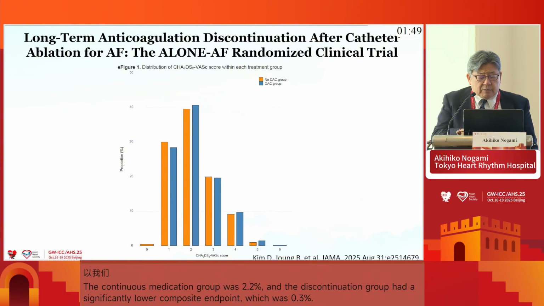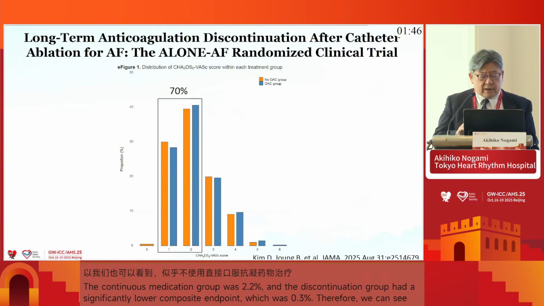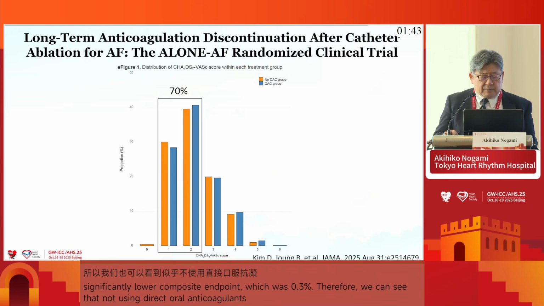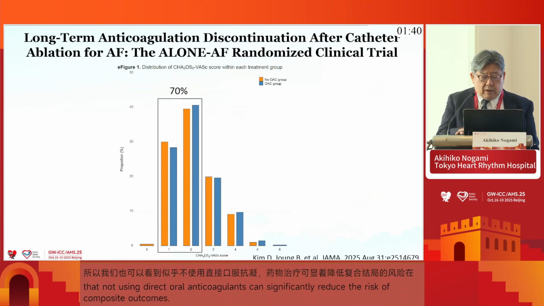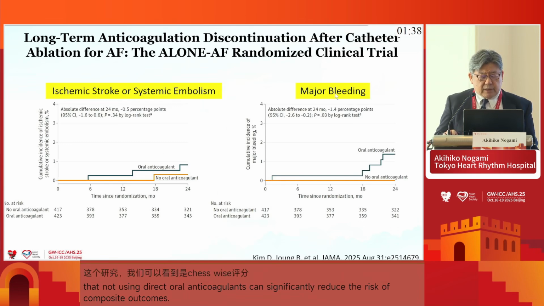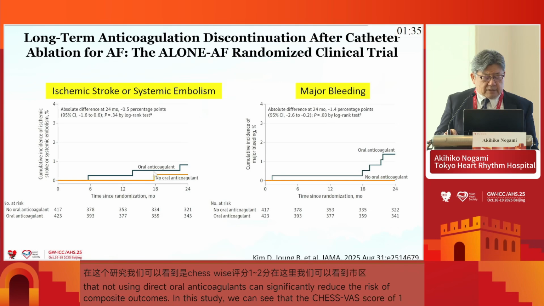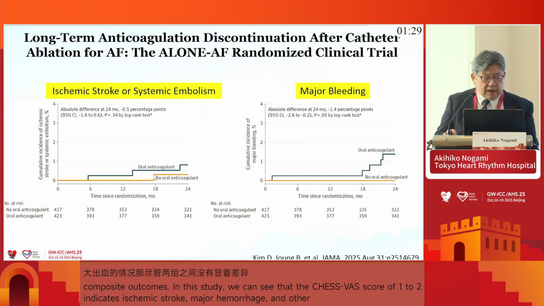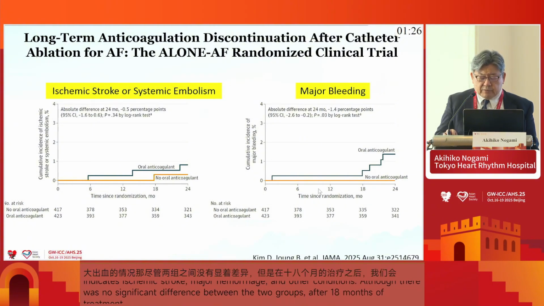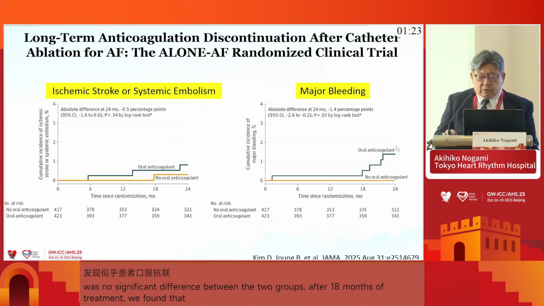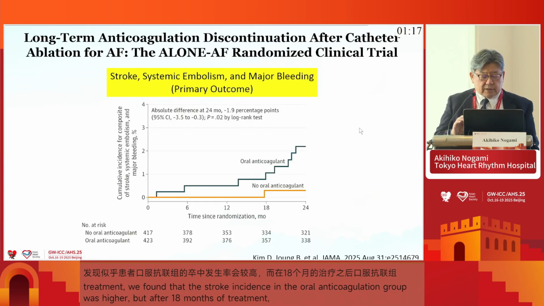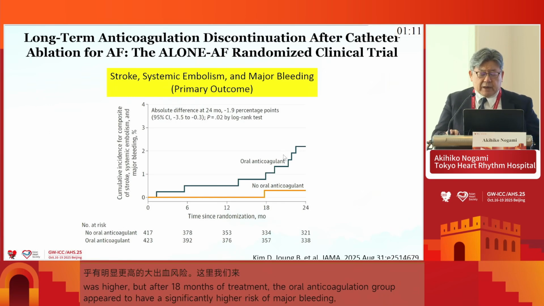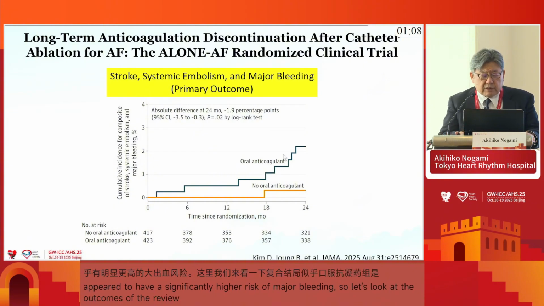And 70% of this study had a CHA2DS2-VASc score 1 to 2. And this is the ischemic stroke and the major bleeding. Although there was no significant difference, up to 18 months the oral anticoagulation group has a little bit higher incidence of stroke. And after 18 months, the oral anticoagulation group has a significantly higher incidence of major bleeding. As a composite outcome, the oral anticoagulation group has a significantly higher primary outcome compared to the no oral anticoagulation group.